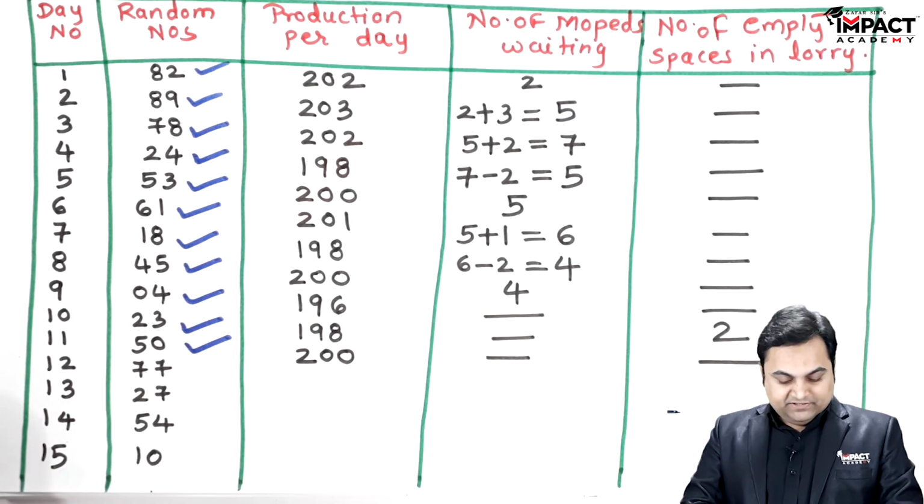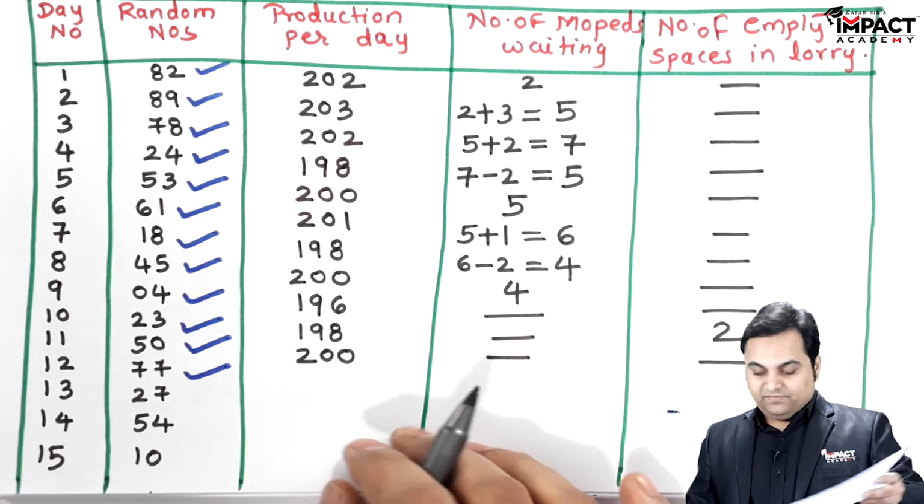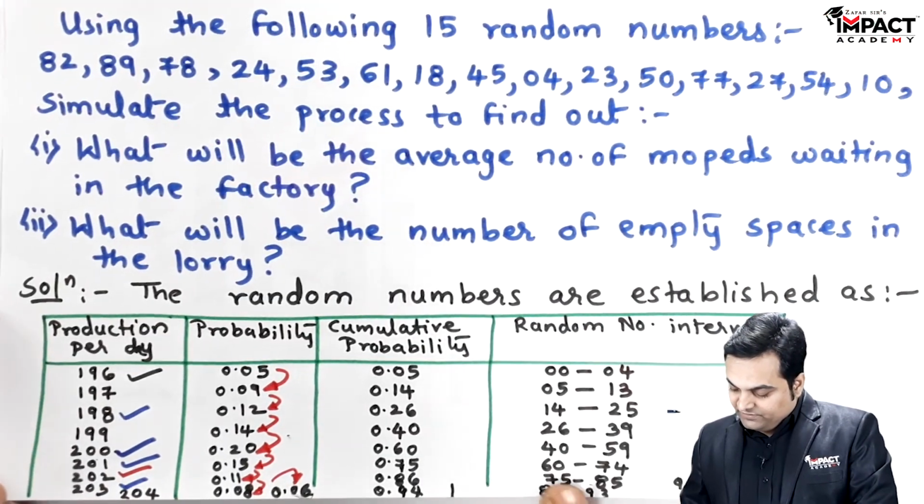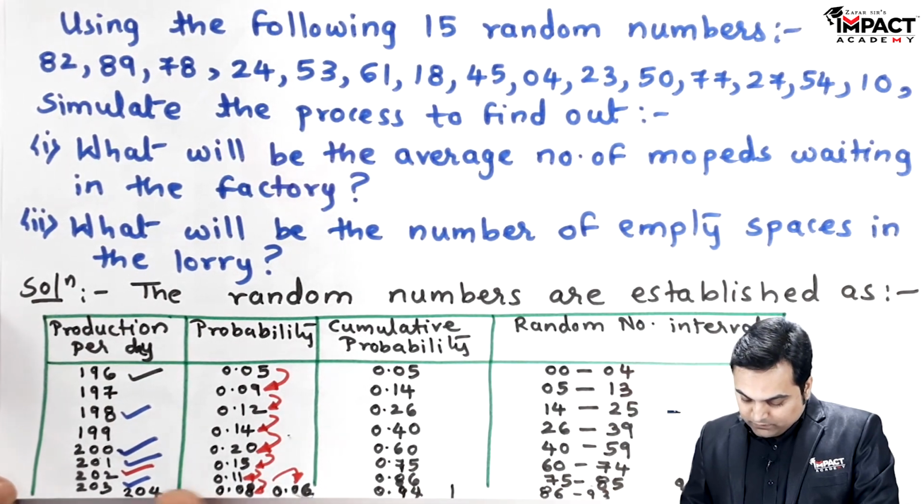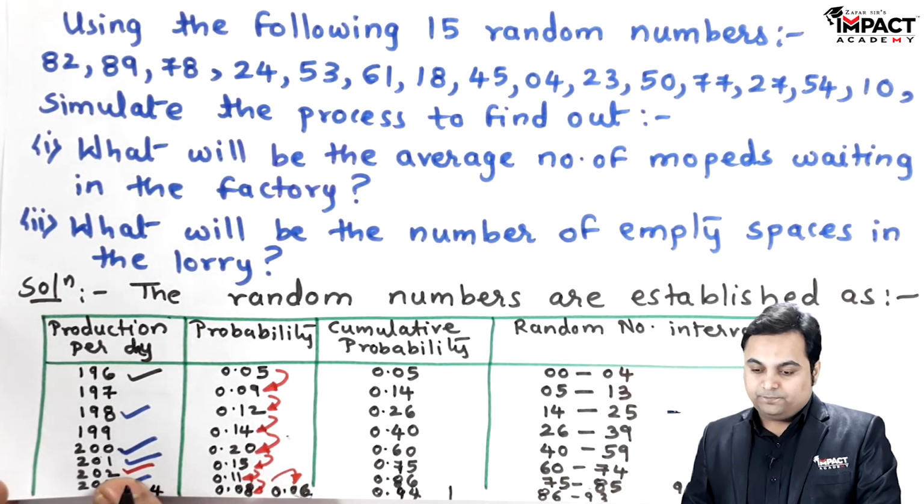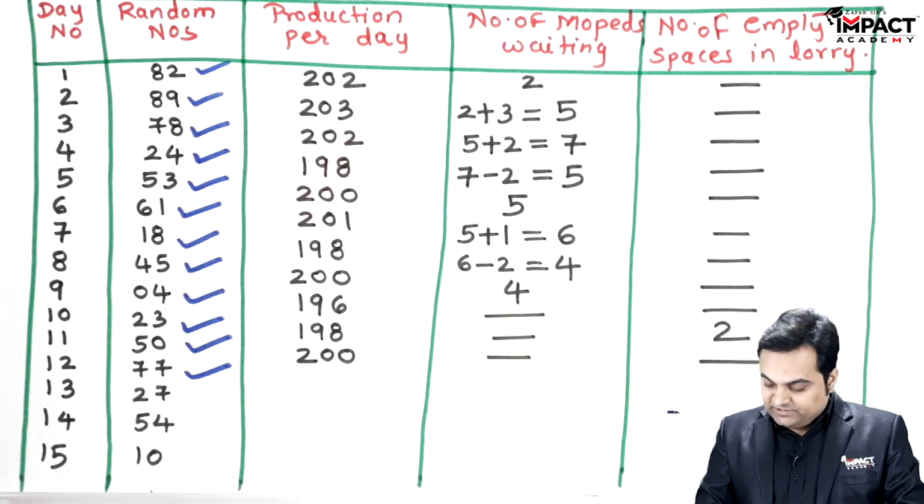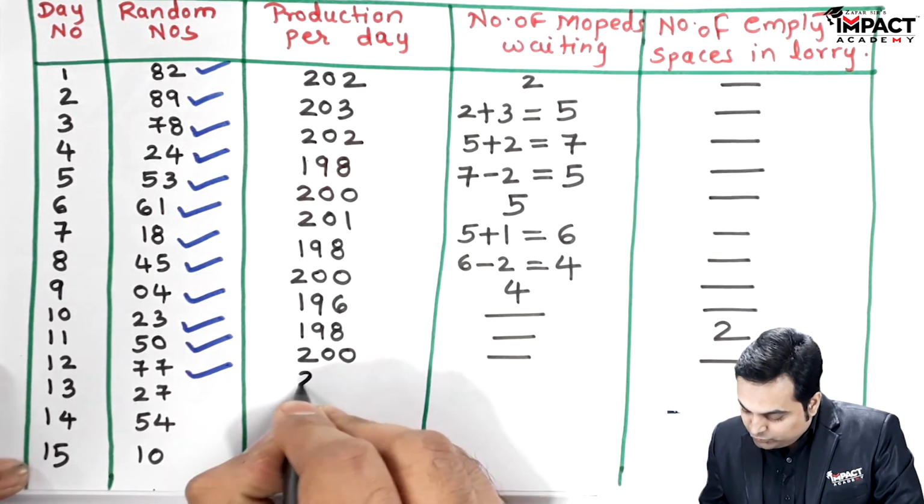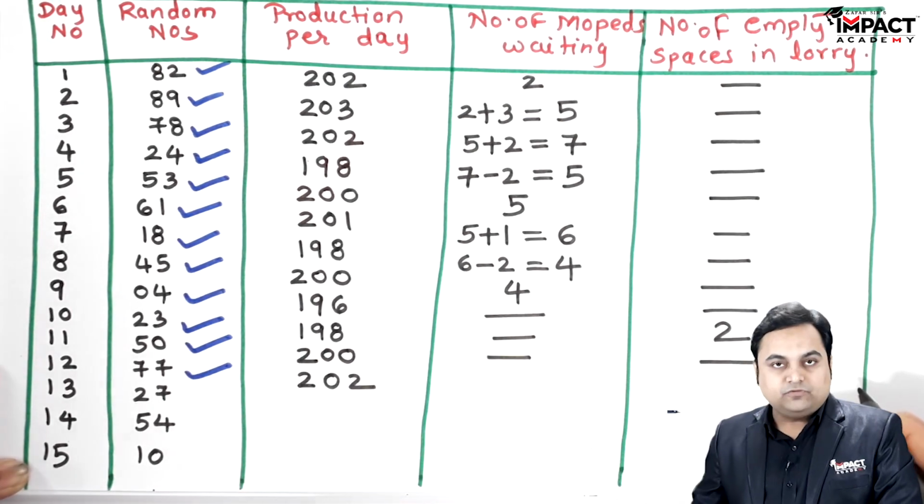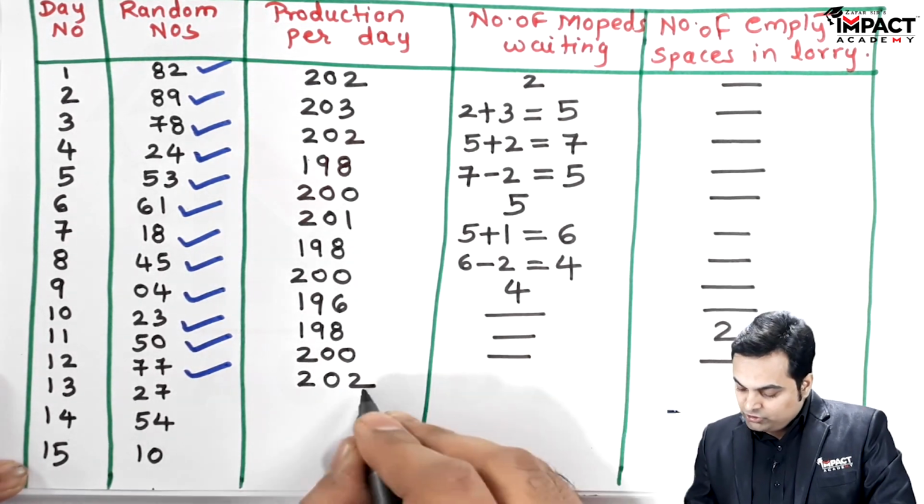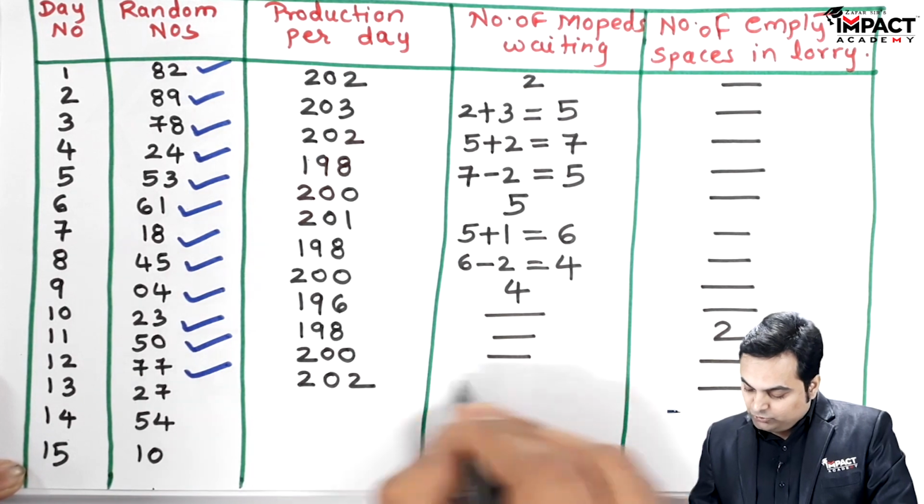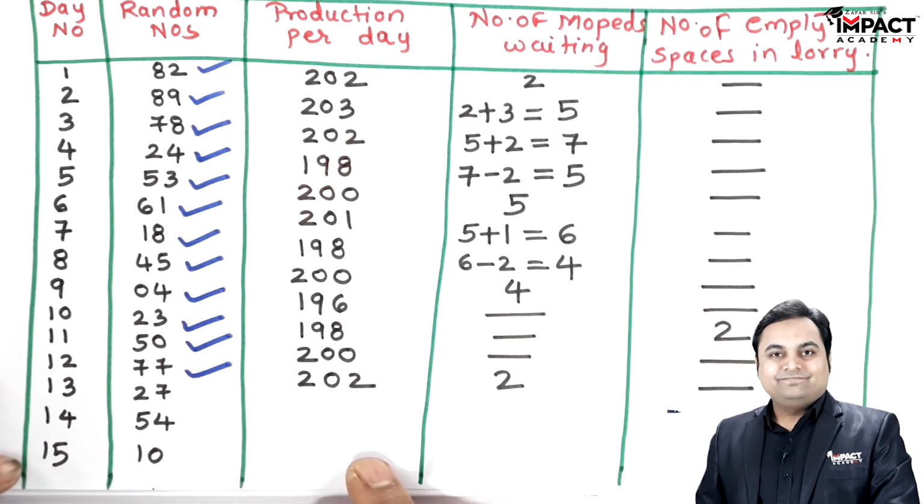Then 77. 77 is in the range of 75 to 85, which is having a value of 202. So now 2 mopeds are manufactured extra. So 202, out of which 200 would be transferred into the lorry. So no empty spaces in the lorry, but 2 mopeds are waiting now.